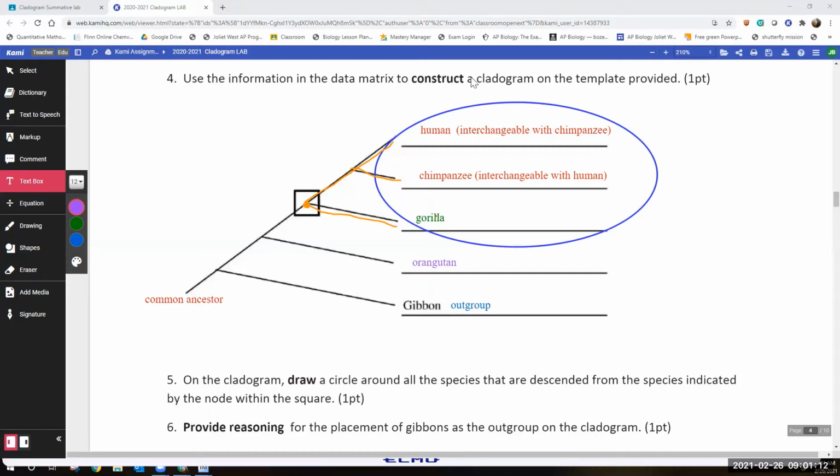Obviously, if I look at the node between the human and the chimpanzee, that's a more recent common ancestor. This node is a more distant one, but this node would be a common ancestor of those 3 organisms.